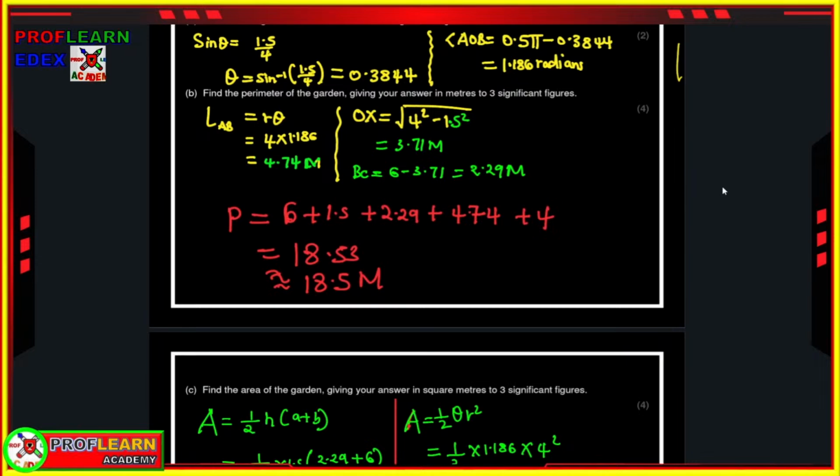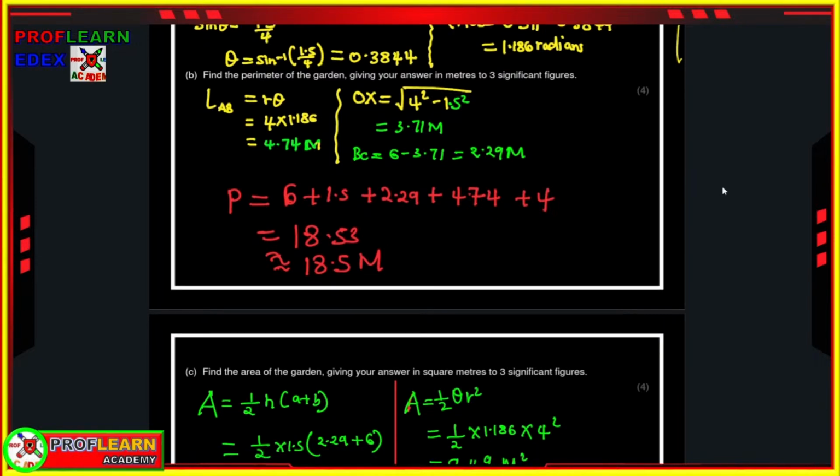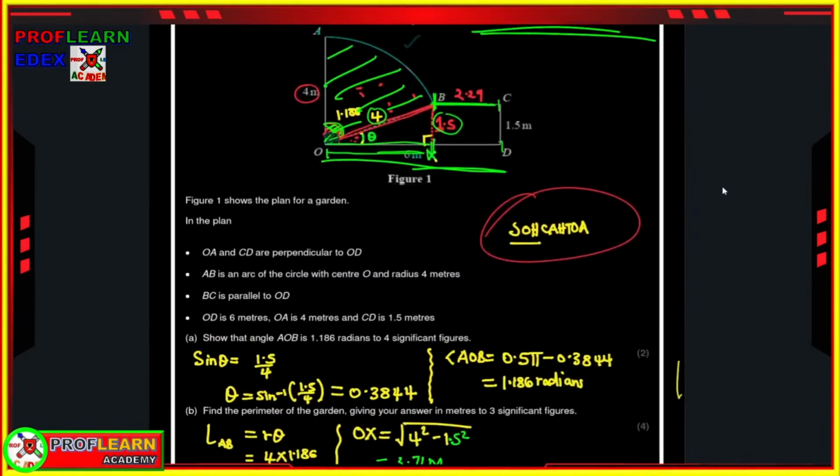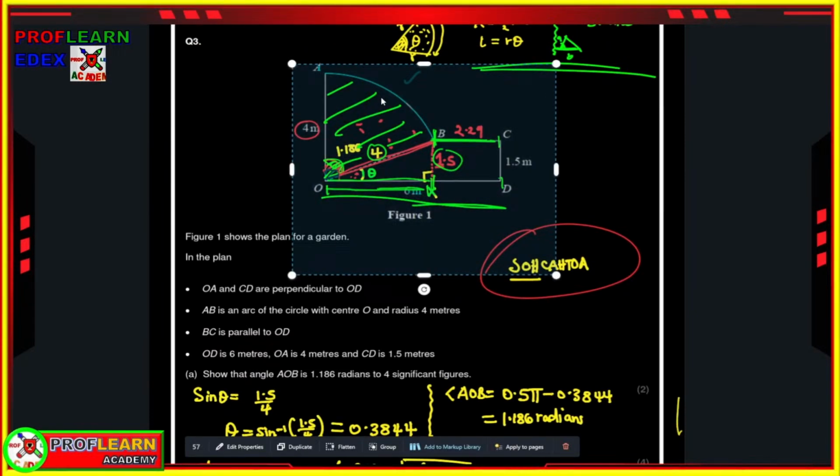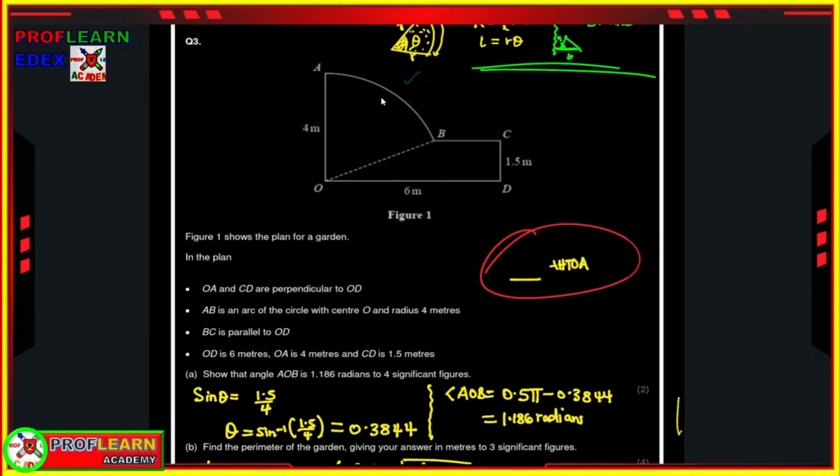We're supposed to find the area of the garden. Remember, we can find the area of this. Just remove everything here, because everything has become so messy. I can find the area of this trapezium. If I find the area of this trapezium and then add the area of this sector, then I'm done. As simple as that. We have already gotten what this distance here is.